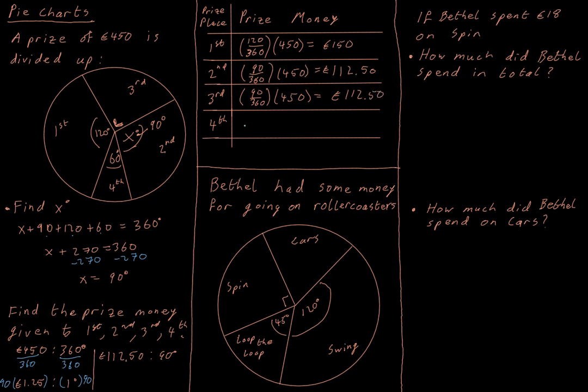And the fourth prize was 60 degrees out of 360. So that's the fraction of the complete circle, so the fraction of the total that we are dealing with, and our total was 450. So this fraction of the total ends up being 75 euro.